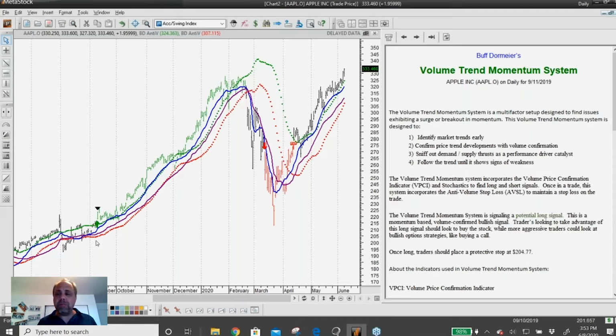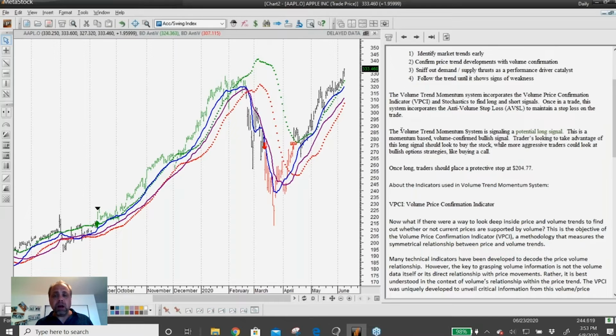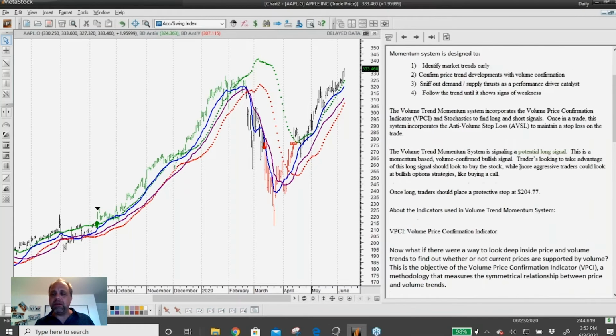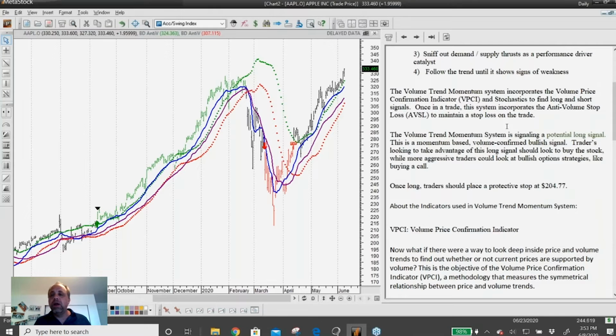So what I can do is I'm going to move this back to this buy signal that we had quite some time ago. This was back on September 11th, 2019 is when this fired a long signal. And you'll notice right here, I'm going to scroll down, the volume trend momentum system, and I can actually make this a little bit bigger so you can read along with me if you want, is signaling a potential long signal. This is a momentum-based, volume-confirmed bullish signal. Traders looking to take advantage of this long signal should look to buy the stock. If you're more aggressive, you could look at bullish option strategies like buying a call. Once long, place a protective stop at 204.77.